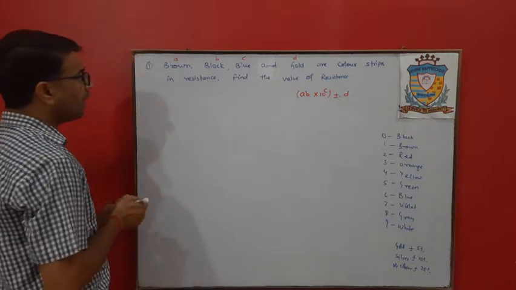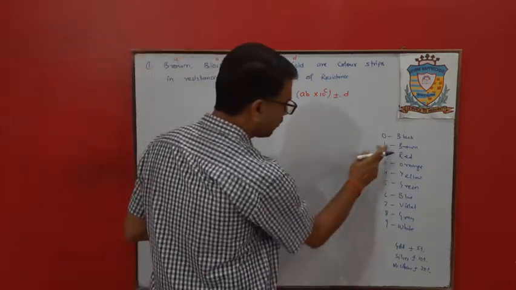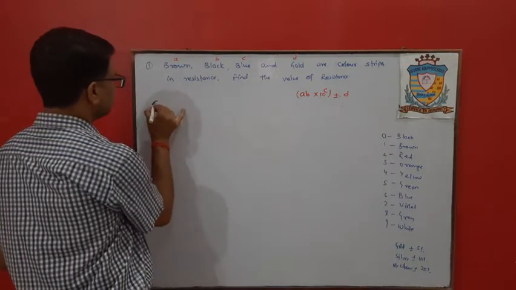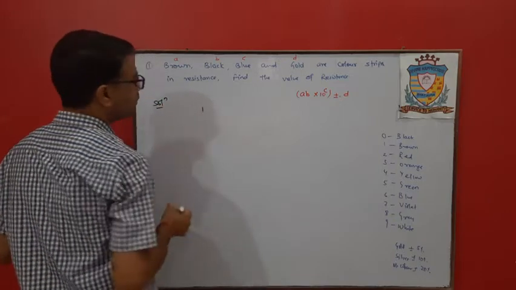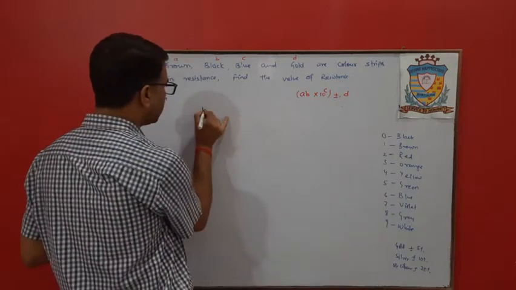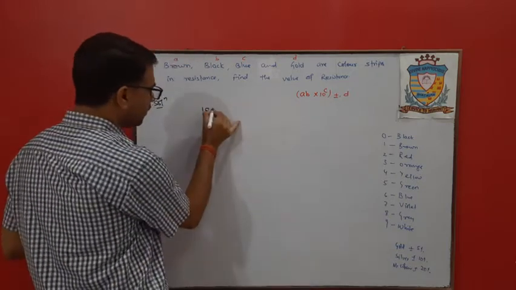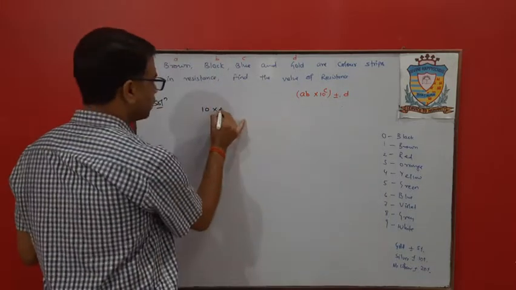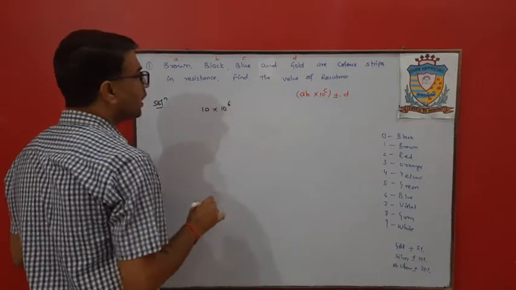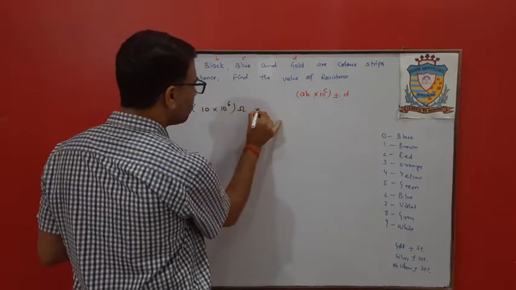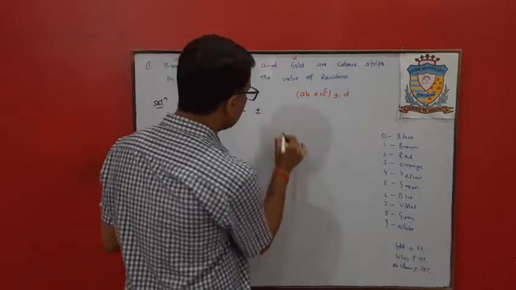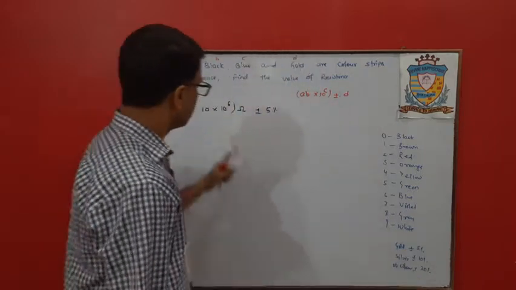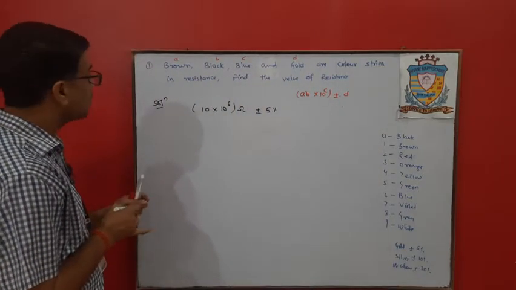First is brown, and the value of brown is 1. Next is black, for which we have 0. The multiplier is blue, and for blue we have 6, so 10 to the power 6 ohm. And plus minus D, that is gold, having a tolerance of 5%. These are known as tolerances. Clear? So this is the solution of this question.